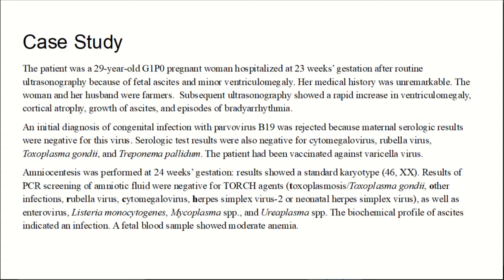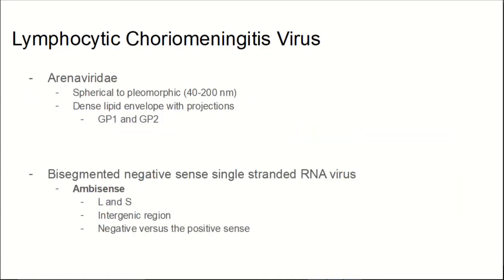Basically, here is a 29-year-old pregnant female hospitalized at 23 weeks gestation because ultrasound showed fetal ascites and minor ventriculomegaly. She gets tested for the parvovirus, the TORCH agents, as well as enterovirus, Listeria monocytogenes, Mycoplasma, and Ureaplasma, but everything is negative. So what's going on? Basically, what's going on is the mother transmitted lymphocytic meningitis virus, or LCMV, to the infant. We will talk about that transmission later on, but first let's talk about what is LCMV.